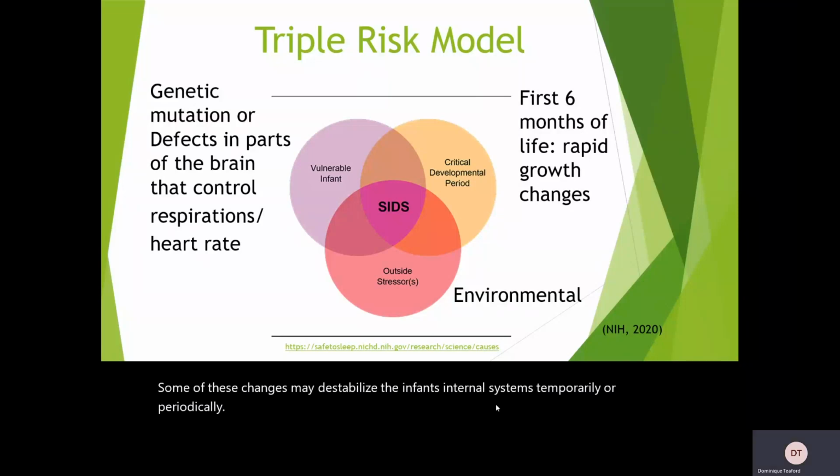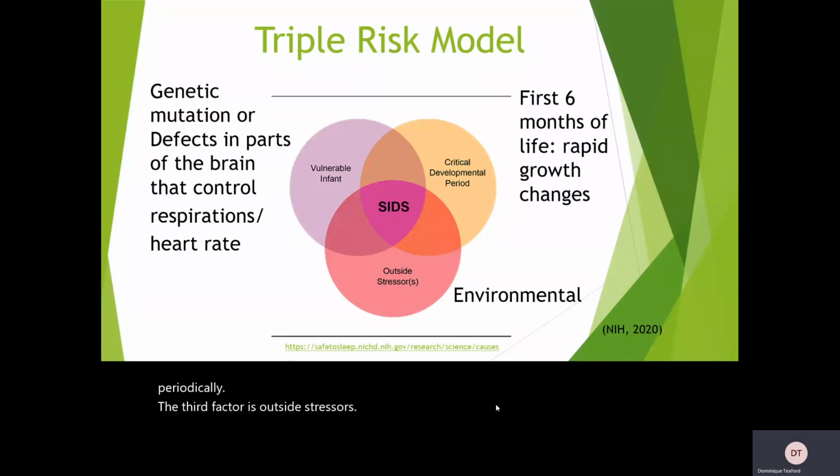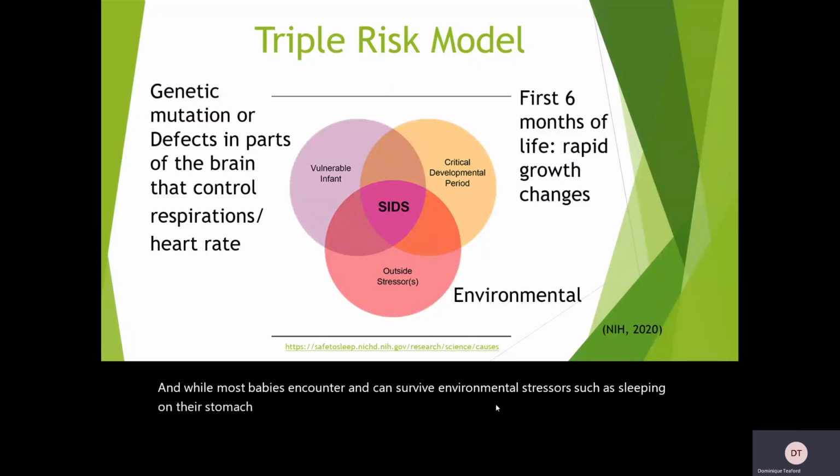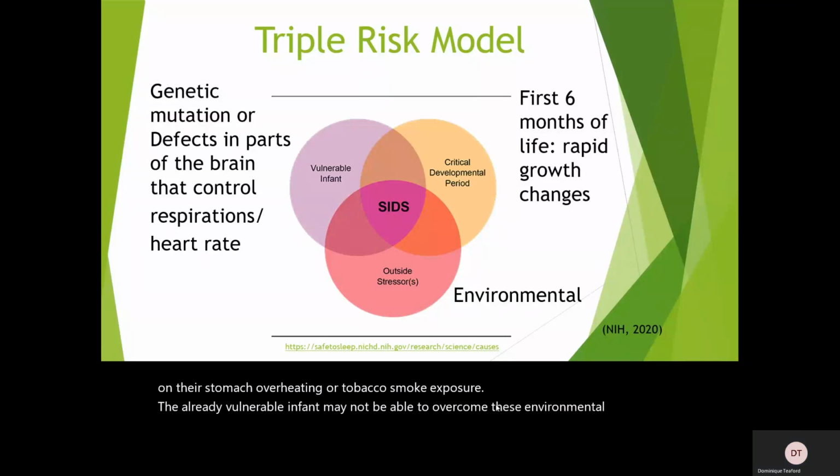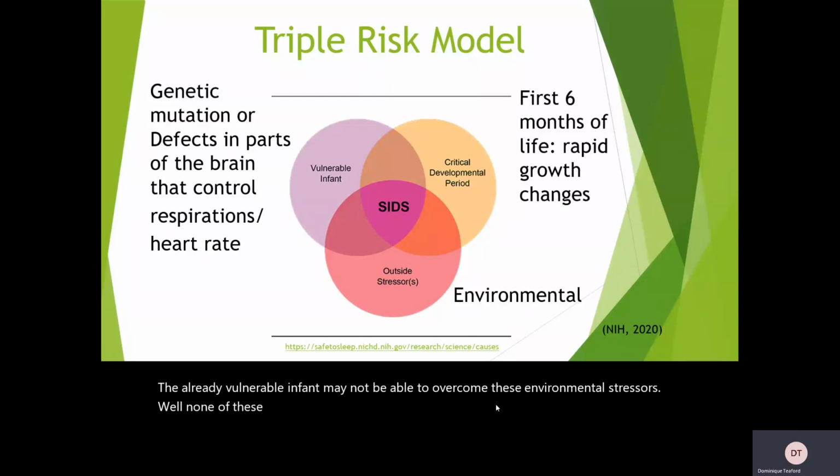The third factor is outside stressors. And while most babies encounter and can survive environmental stressors, such as sleeping on their stomach, overheating, or tobacco smoke exposure, the already vulnerable infant may not be able to overcome these environmental stressors. While none of these factors are known to single-handedly cause SIDS, they may decrease a vulnerable infant's chance of survival.